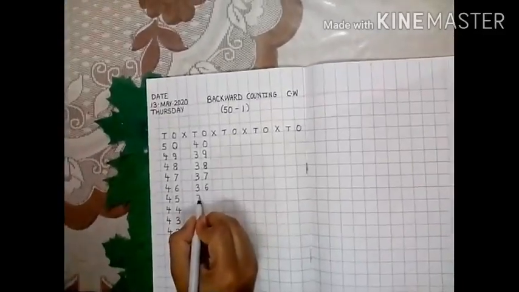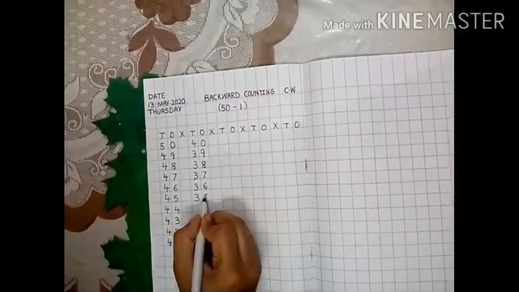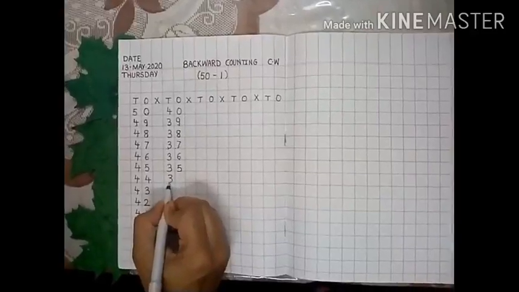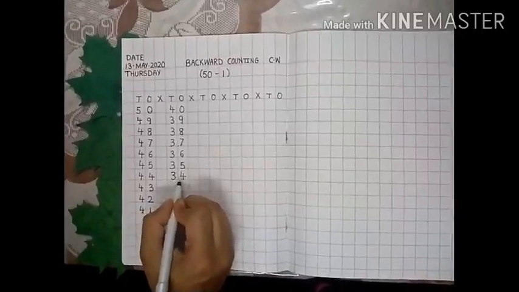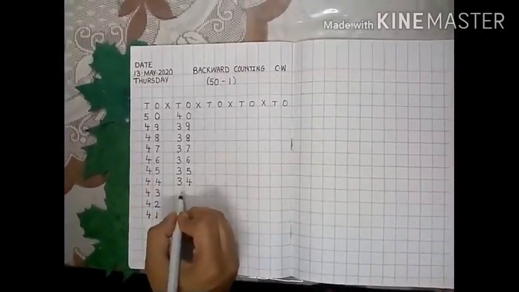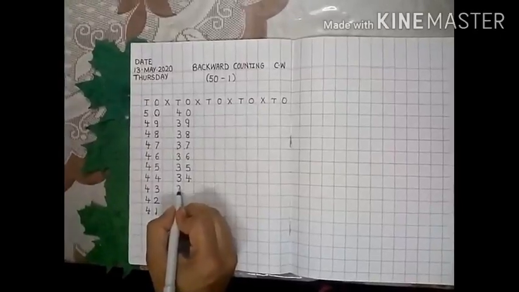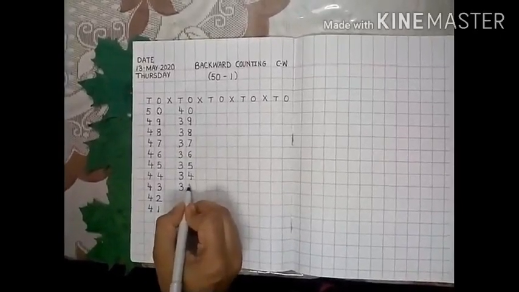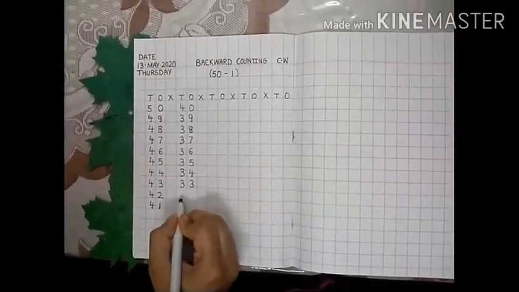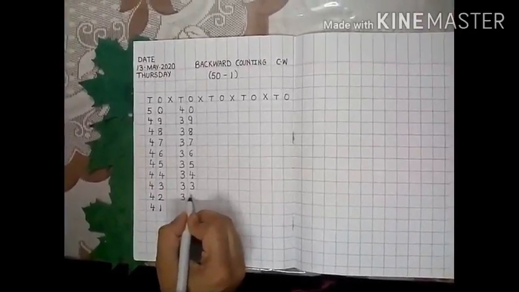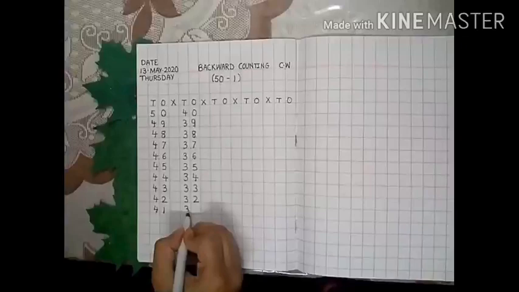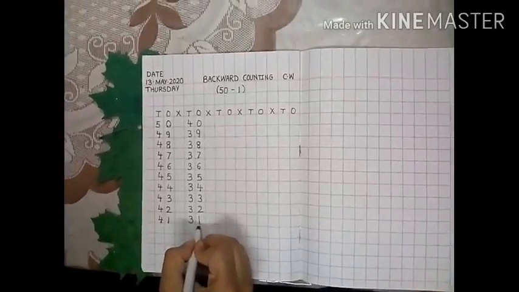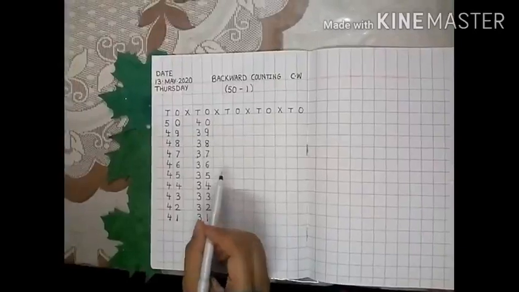35, 34, 34, 33, 32, 31. Now come in third line.